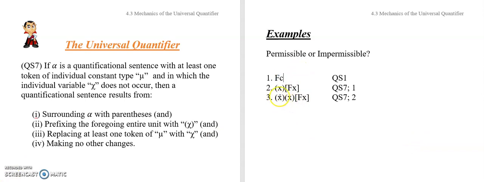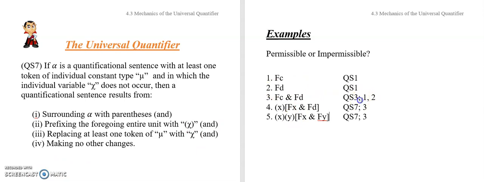Let's change it up a little bit. Suppose it were like this, and like this. Would that be permissible or impermissible in each of these cases? Pause now. All right, hopefully you've had a chance, but this is permissible. This is okay. This one is impermissible, and it doesn't replace at least one token of an individual constant with an individual variable. The fact that you introduce y is okay. Y does not occur in the previous line.